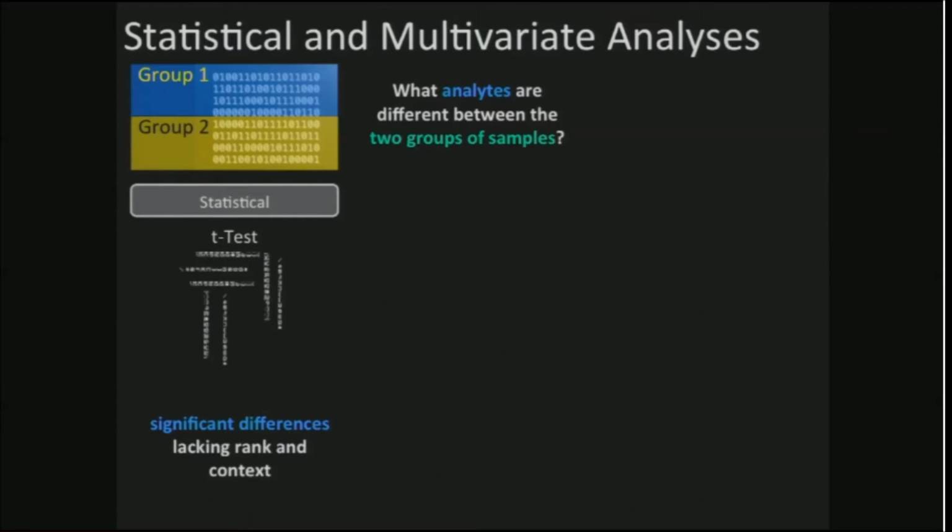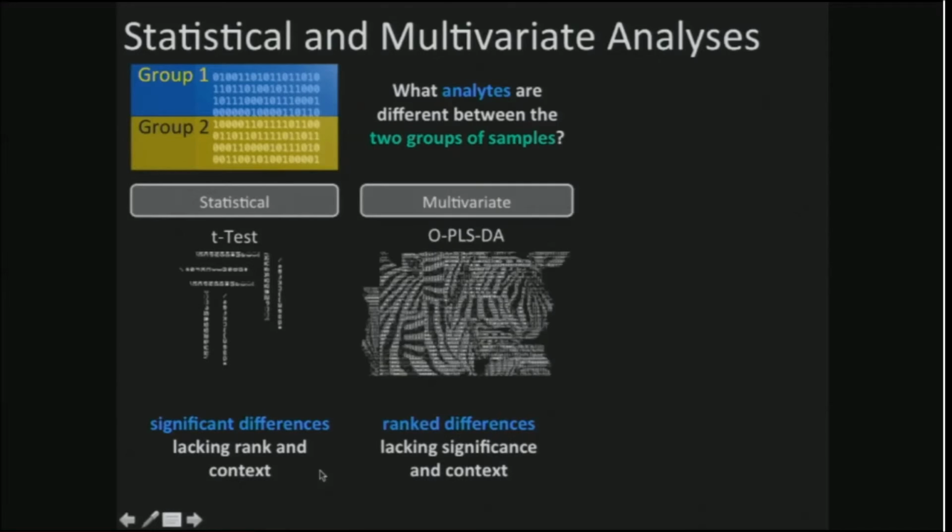But you're lacking rank. So something either is or is not significant. Something is not more significant than something else. And you also don't have a context. You don't know how these things are related. So you might turn to a multivariate technique, like orthogonal partial least squares discriminant analysis, OPLS-DA.